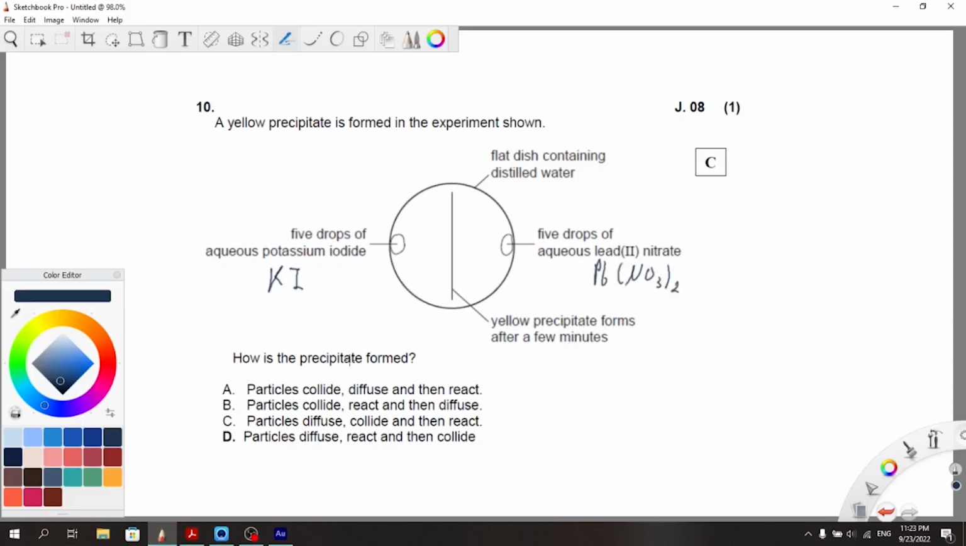Okay, how did that precipitate form? Simply, the precipitate formed here, which means that the aqueous lead nitrate had to go all the way over here, and the potassium iodide had to go all the way here as well. They reacted with each other, but for molecules to react together, they have to hit each other, they have to collide. So they diffused, collided, and then reacted, forming the yellow precipitate. So the answer is C.